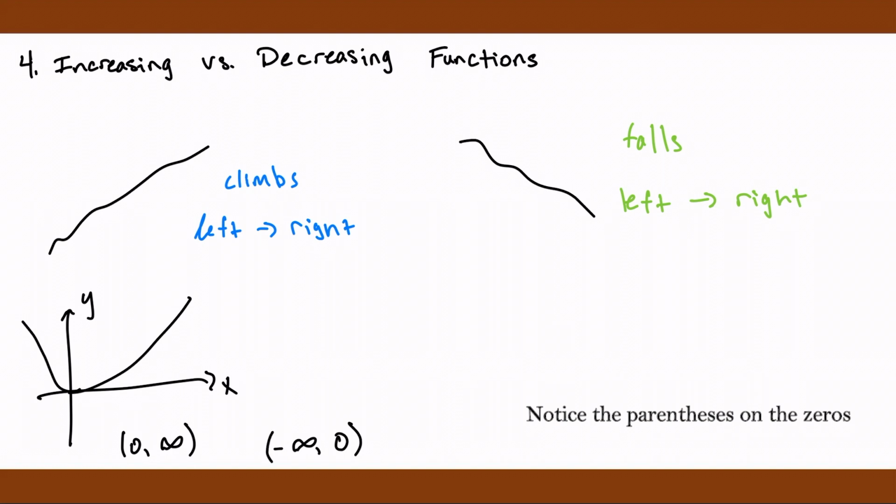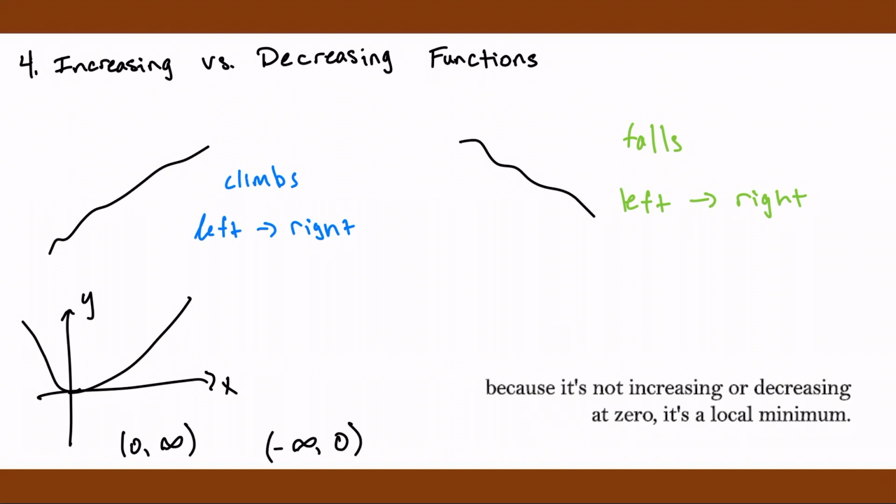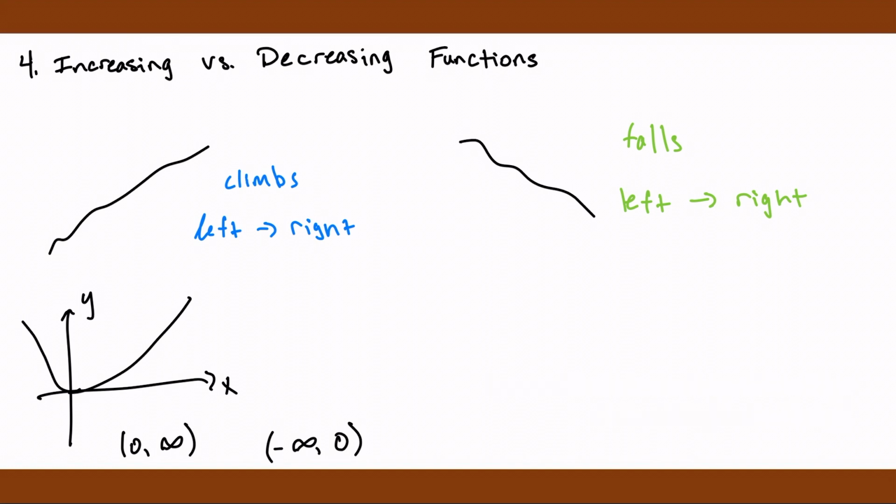Notice the parentheses on the zeros because it's not increasing or decreasing at 0. It's a local minimum. So that means that it is neither increasing nor decreasing. And we use the parentheses for that interval notation.